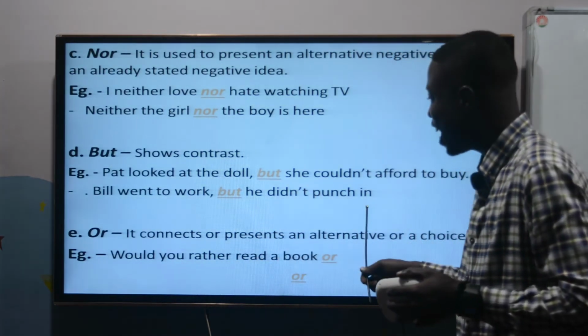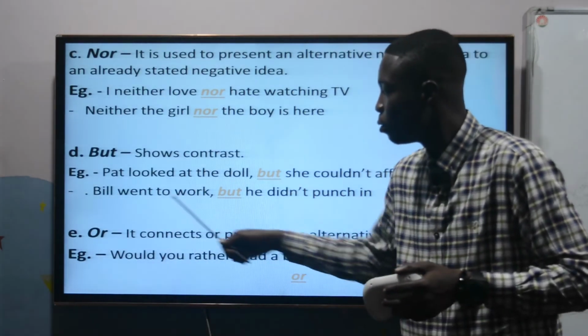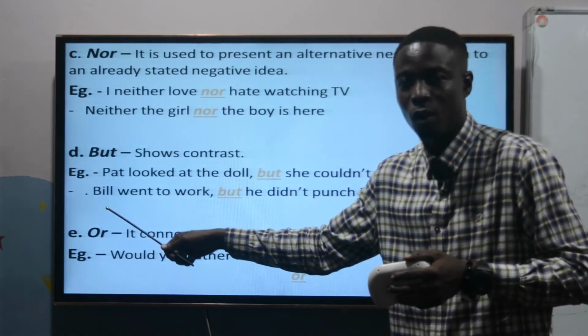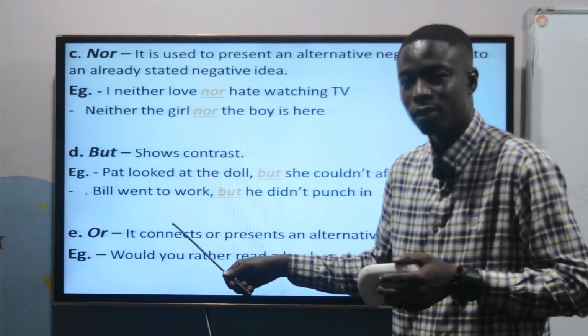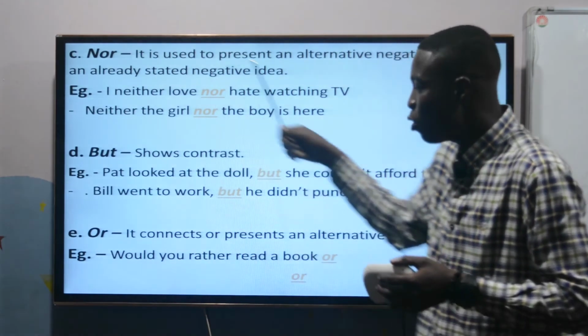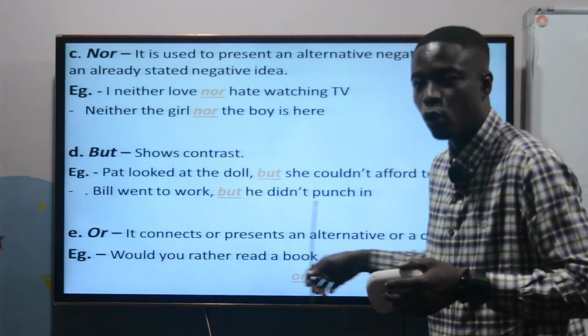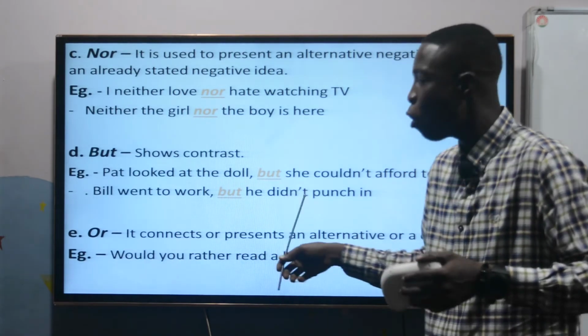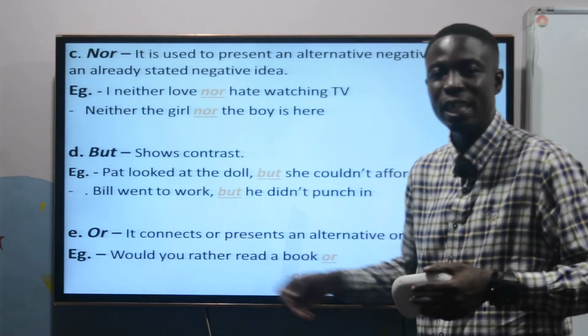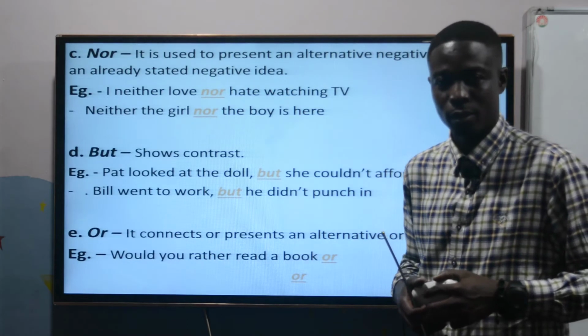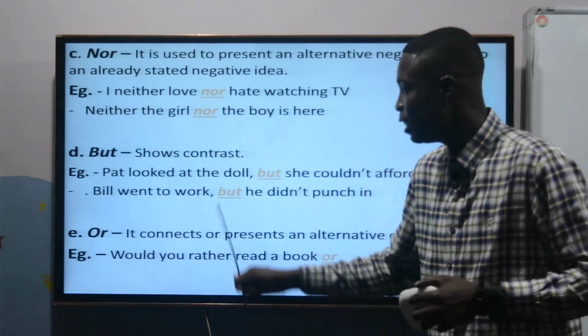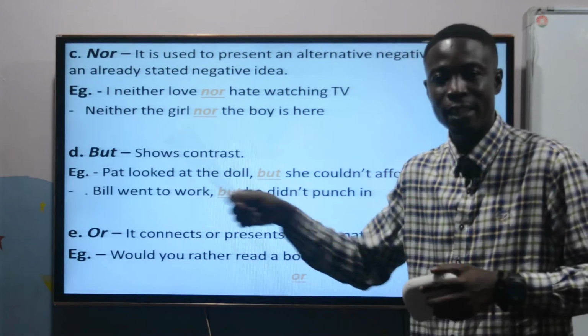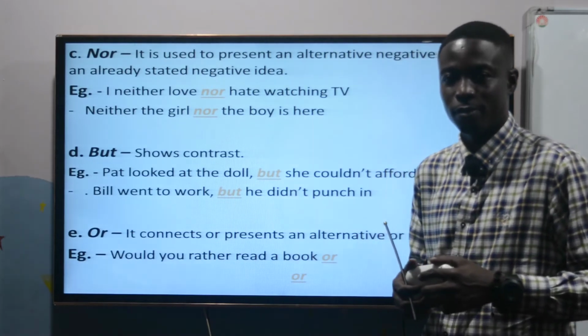So with the first statement or the first clause being connected to the second clause, which is a contrast to the first clause, we need but. We need but to connect the two. I hope it's clear.